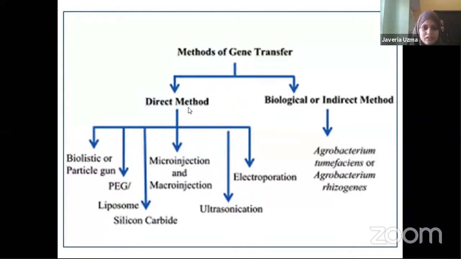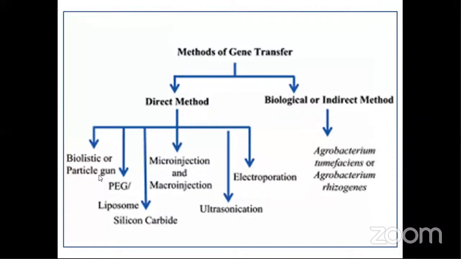Coming to direct methods, the most important direct method is known as the biolistic method. This is also known as the particle gun method or gene gun method. Here you use a gun system. Heavy metal particles like lead or gold particles are combined with our gene of interest and shot into the plant cell. That is known as the biolistic method or gene gun method, because here we are directly introducing the gene into a plant cell using heavy metals.